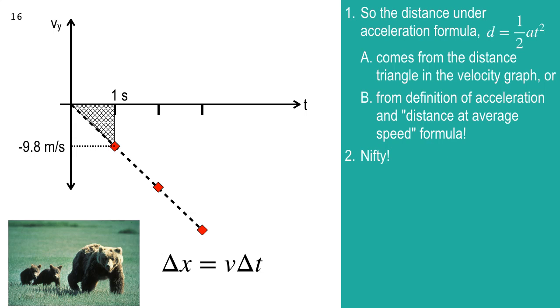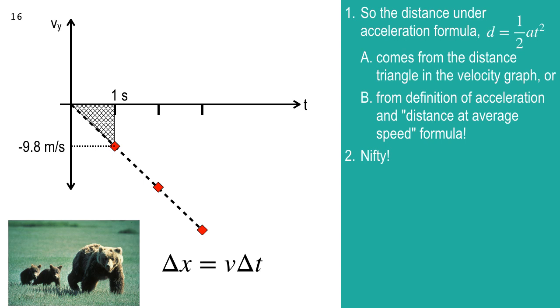So if you think about distance triangles, that's the same as using the average speed concepts: add them up, divide by 2, and distance equals speed times time, knowing that it's a constant acceleration. So there's 2 different ways to look at it.